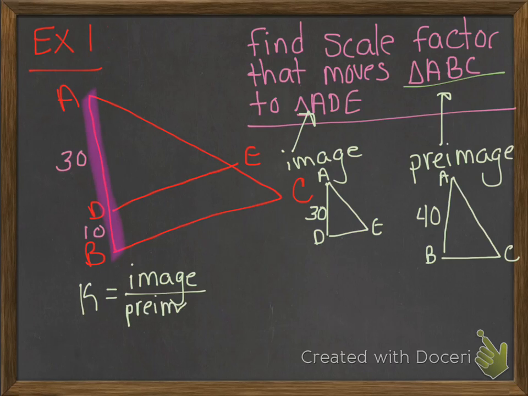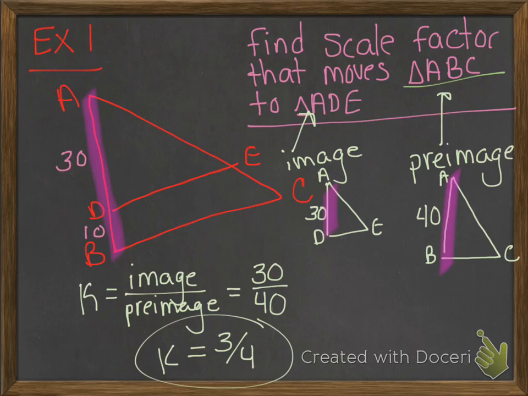All right, I'm going to write down my formula. K equals image over pre-image. So all I'm going to do is take my corresponding side lengths, which are 30 and 40, and put them in their corresponding spots. So I know 30 is my image, so that's going to go up top. And 40 is part of my pre-image, so that's going to go on the bottom. Then, if you notice, 30 over 40 is going to simplify to 3 over 4. All you got to do.